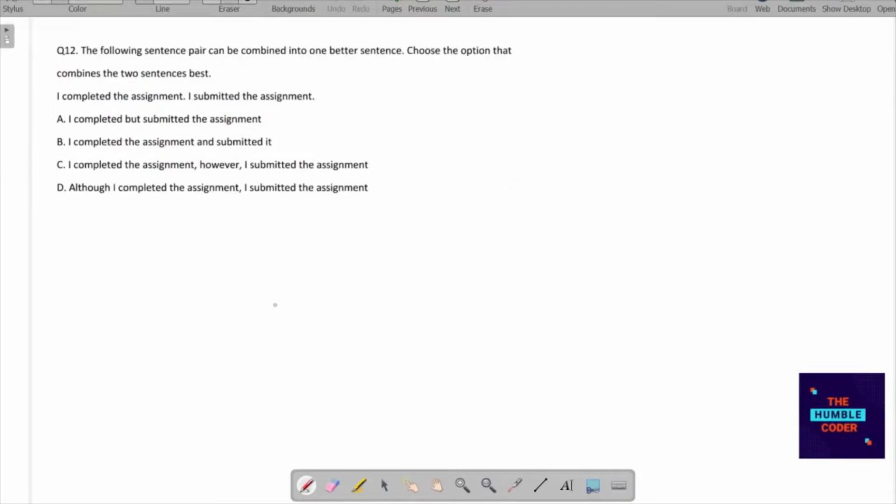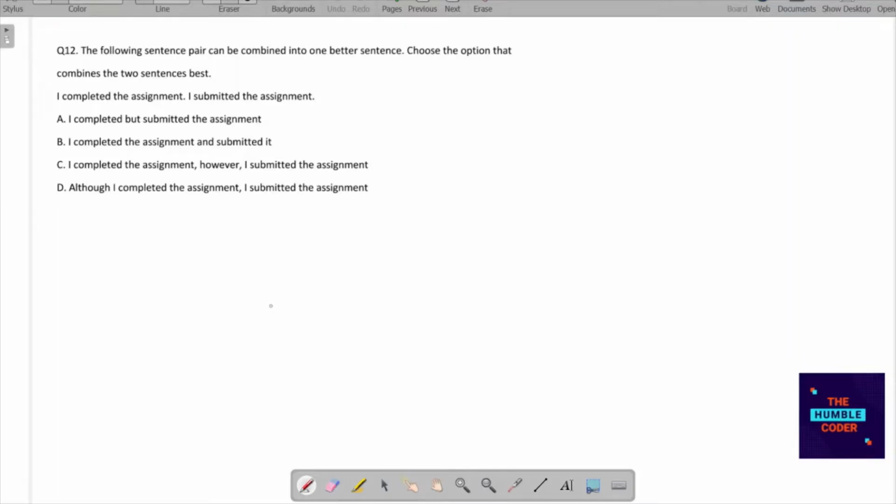Moving ahead with the next question. The following sentence pair can be combined into one better sentence. Choose the option that combines the 2 sentences best. So let's read the 2 sentences first. I completed the assignment. Thus, I submitted the assignment.